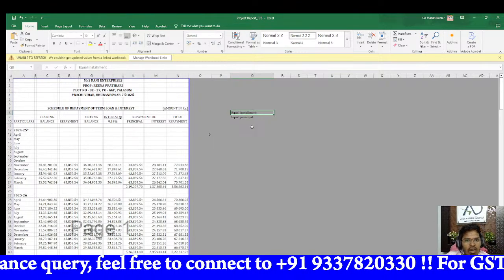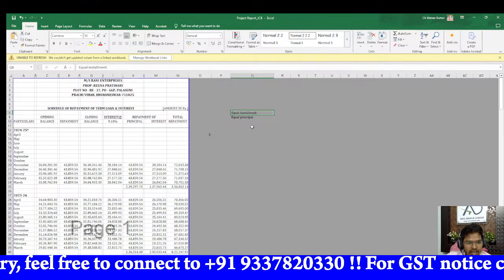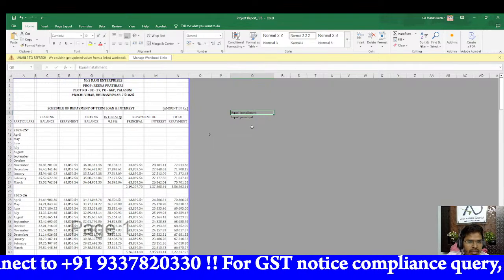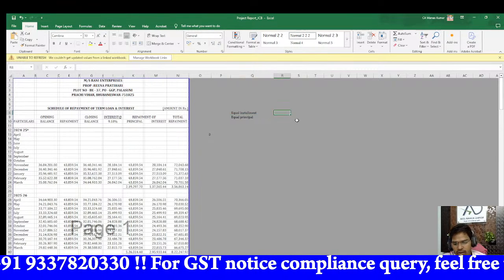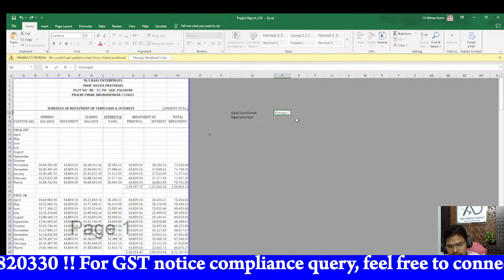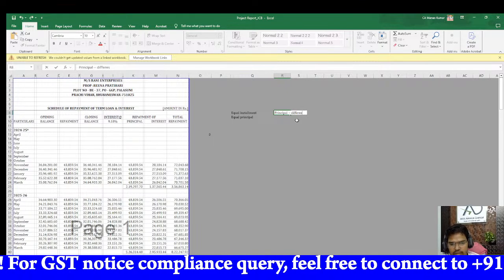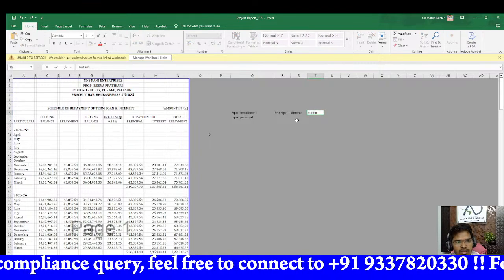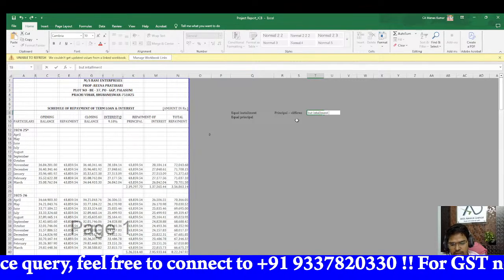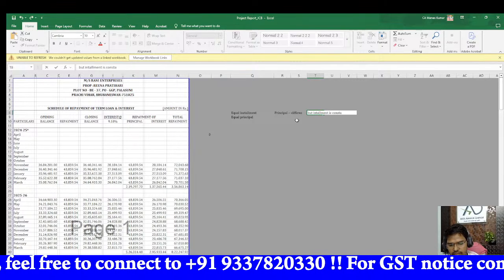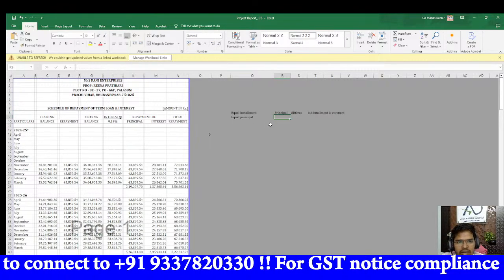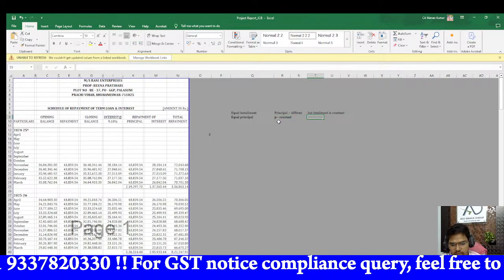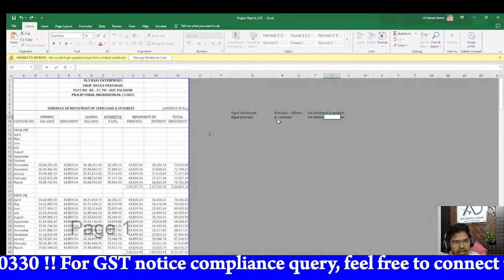Another case is equal principal. Equal principal means the principal amount will be equal over the period of time, but the EMI will differ. In the first case, the principal differs but the installment is constant. But in equal principal, the principal amount is constant but the installment differs.